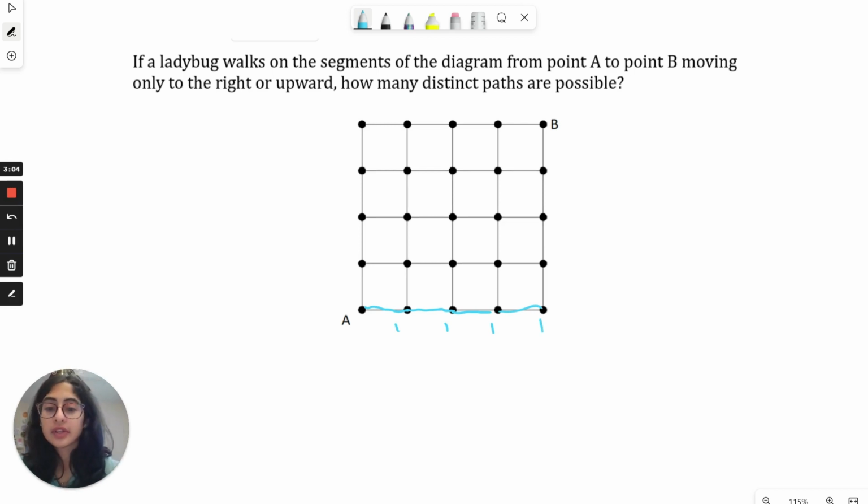Similarly, there's only one way to get to this point and one way to go to this point. We can do the same thing on this side. There's only one way to get to this point. You have to go up. And then only one way to get to this point. You just have to keep going up. You have to go twice. And then one way to get here, one way to go here.